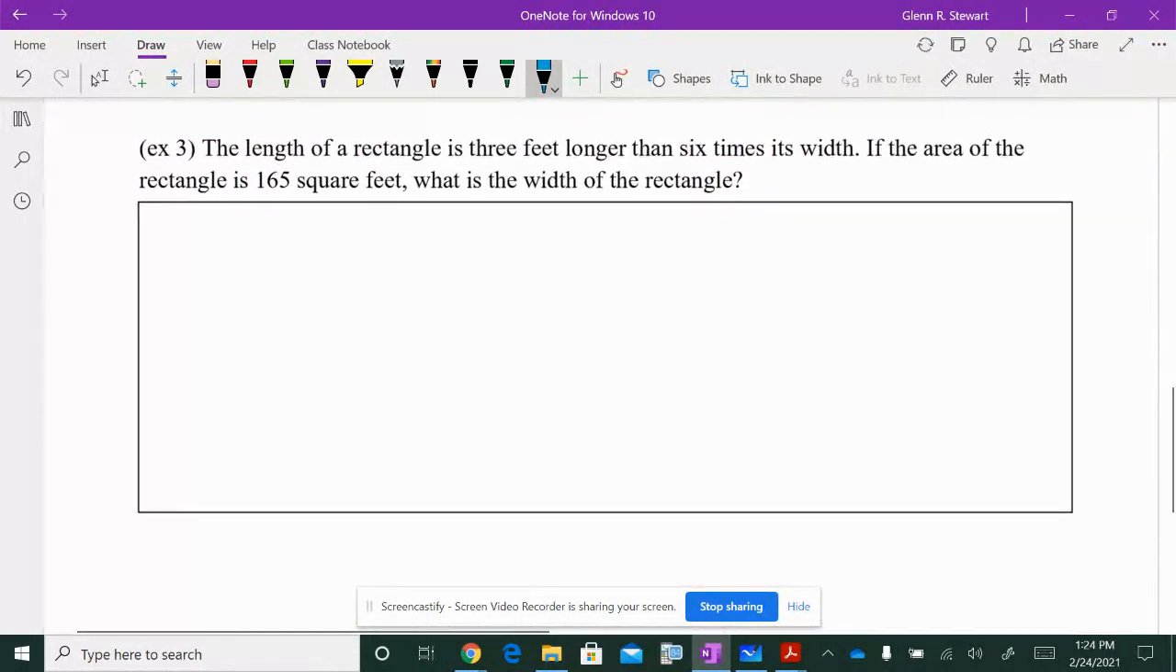Last but not least, we're going to look a little bit at area. The length of a rectangle is 3 feet longer than 6 times its width. If the area of the rectangle is 165 square feet, what is the width of the rectangle?